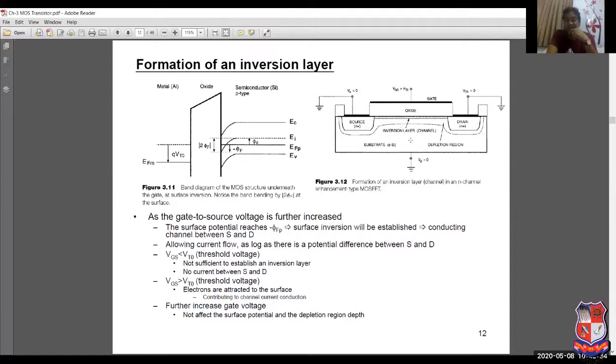So this is p-type substrate, but this region is acting like an n-type substrate material. Okay, so this is how the channel is created. Now the voltage at which the channel is created is known as the threshold voltage of the MOSFET. So this threshold voltage is the minimum amount of gate voltage that is required to turn on the MOSFET. That's what we can say, because at this particular voltage, the channel is created between drain and source, and therefore this voltage is known as the threshold voltage.